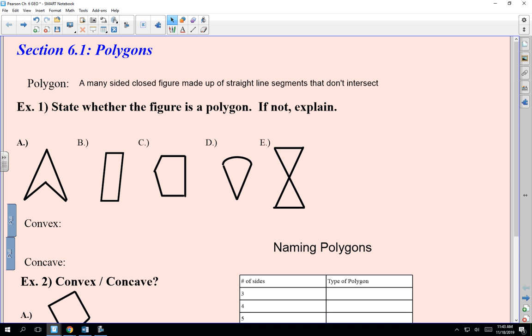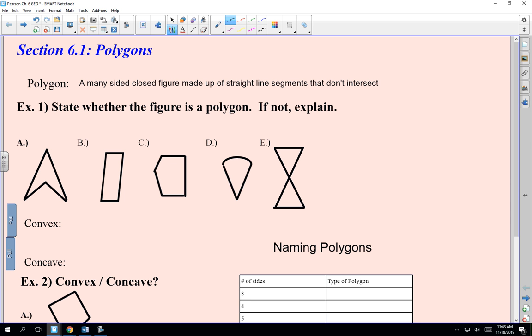So, what about A? Is A a polygon? Yes. It is. It's a many-sided closed figure made up of straight line segments that don't intersect. So that one's a yes. So A is yes. Not quite all of them. B is yes. C is yes.